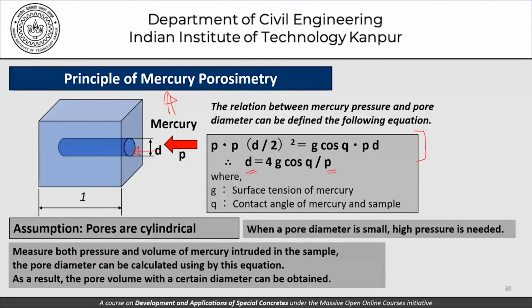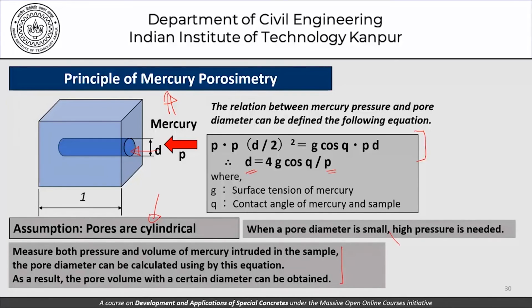Of course, the assumption is that the pores are cylindrical, and when the pore diameter is small, high pressure is needed. We measure both the pressure and volume of mercury intruded in the sample. We'll quickly see how it is done, and the pore diameter can be calculated using this equation. As a result of that, the pore volume with a certain diameter can be obtained. We'll try to study this part of the discussion in the next couple of slides with, again, illustrative examples.